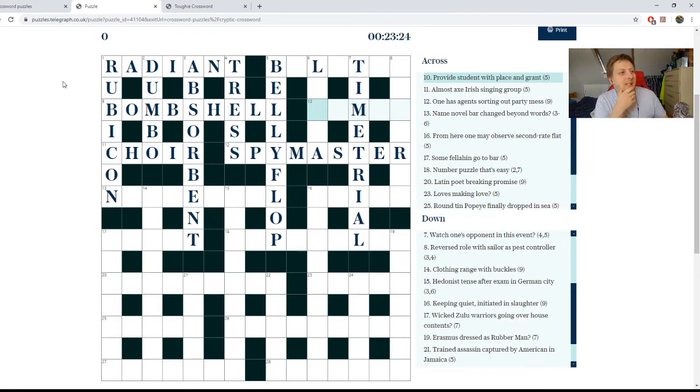I'm not spotting 10A either. Provide. If you provide, you give you something. Hints for 10A if you've got this one.